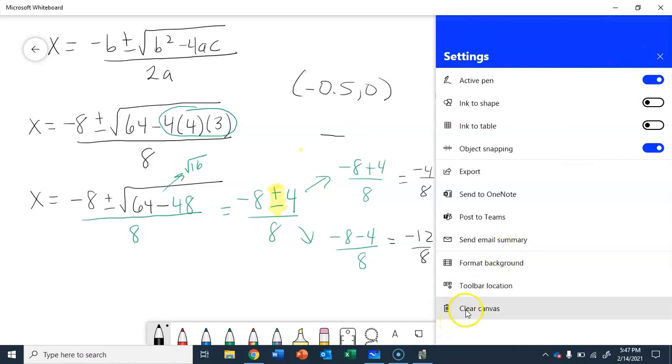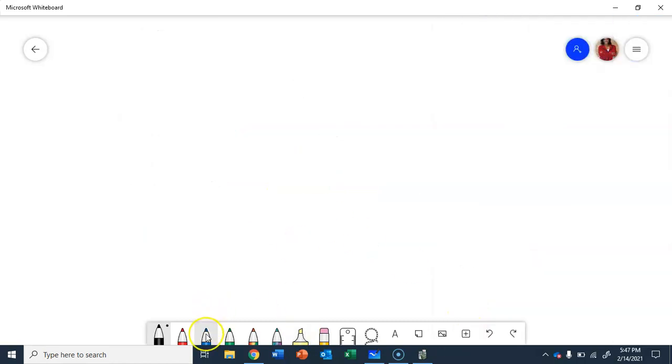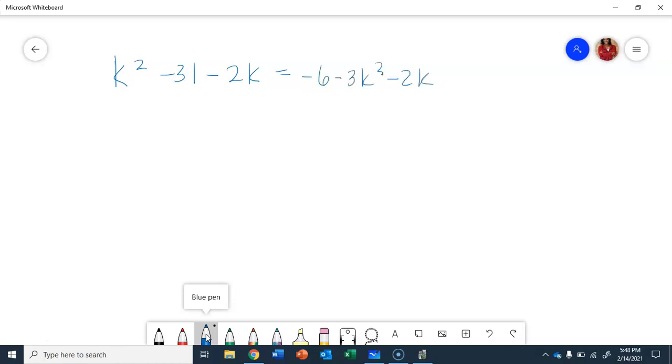I'm going to show y'all this one. This is one that I did with the in-person group, and it didn't go too great, but I don't want anyone to freak out. Here we go. What if they gave you something like k squared minus 31 minus 2k is equal to negative 6 minus 3k squared minus 2k? As you can see, you definitely want to get this in standard form and set equal to 0.